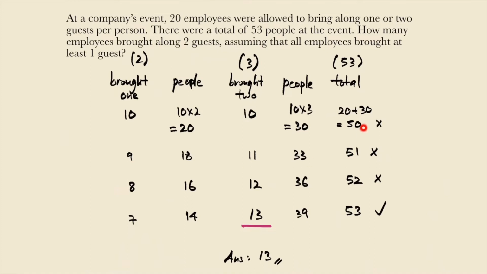Now I realize that this increase by 1 is going to get me to 53 really quickly. So let's just keep going. Increase by 1, increase by 1, and there you go. So employees with 2 guests, that would be 13 of them.